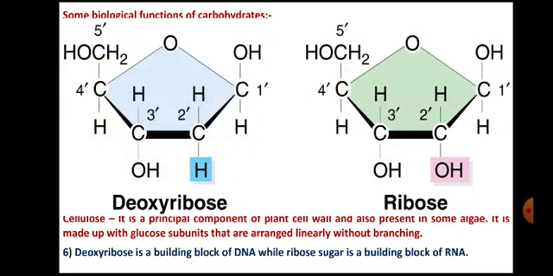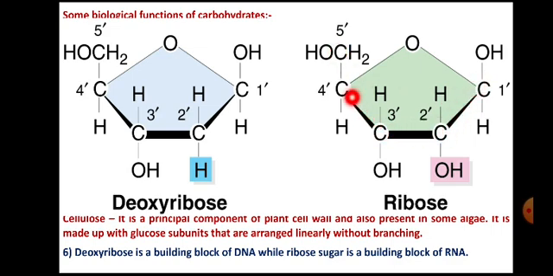Another function, with the help of the example of deoxyribose and ribose sugar. Deoxyribose and ribose sugar are pentose sugars. That means they have 5 carbons in their molecular structure. That's why they are called pentose sugars. Towards the right hand side we can see the structure of ribose. There are 5 carbons: 1, 2, 3, 4 and 5.